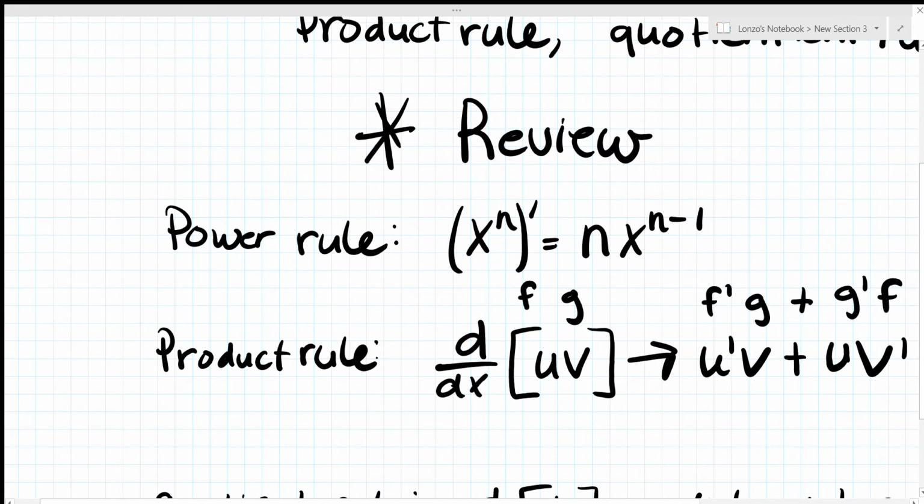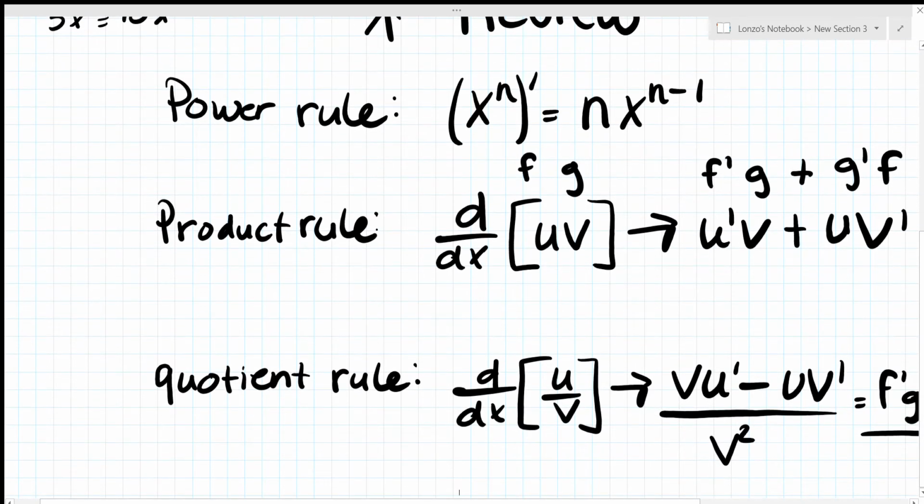The power rule is: the derivative of x to the n is n times x to the n minus 1. An example would be 5x squared. You multiply the 5 and the 2, which is 10, and then for the power 2, you always subtract 1, so it's 2 minus 1, which is 1. So that's the power rule. The product rule, where you can use u and v or f and g, is you take f prime times g, plus g prime times f. So that's the product rule.